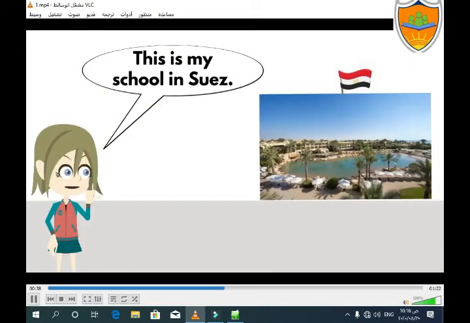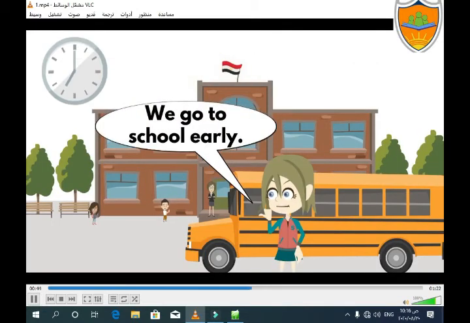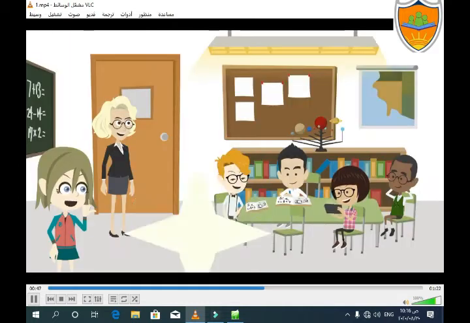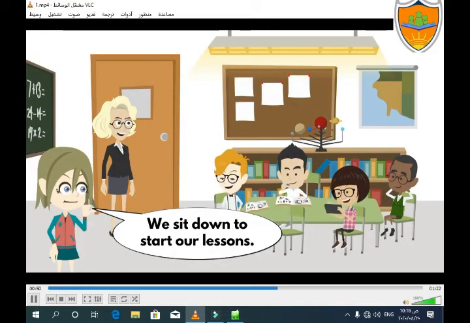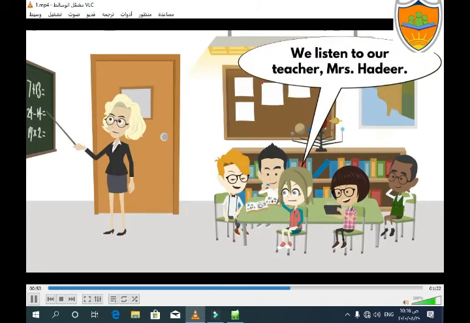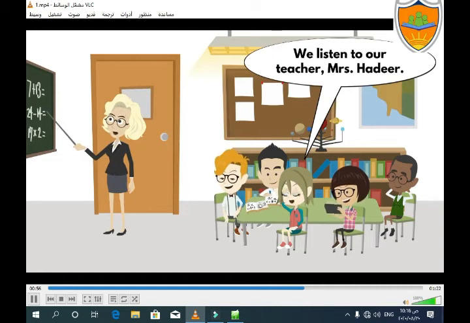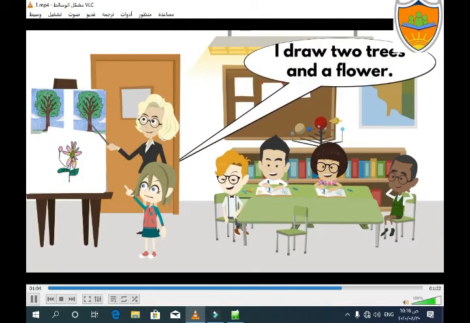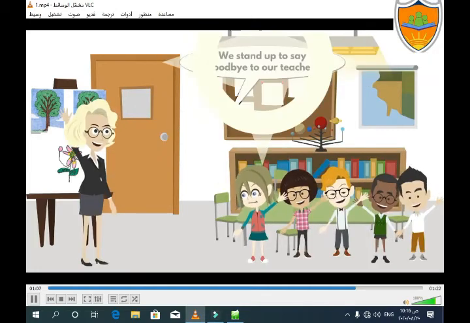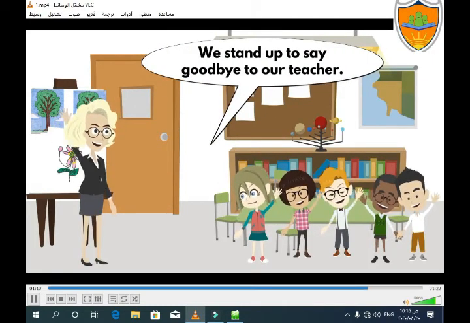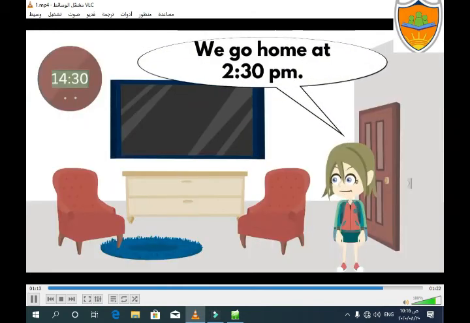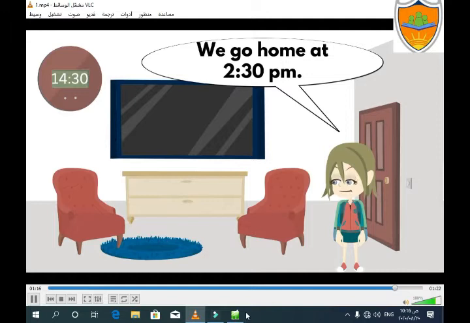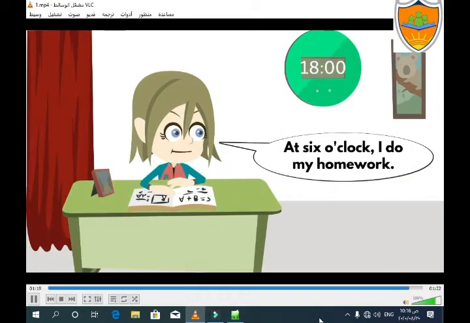This is my school in Suez. We go to school early. We sit down to start our lessons. We listen to our teacher, Mrs. Hadir. It's time for our art class. I draw 2 trees and a flower. We stand up and say goodbye to our teacher. We go home at 2:30 p.m. At 6 o'clock, I do my homework.